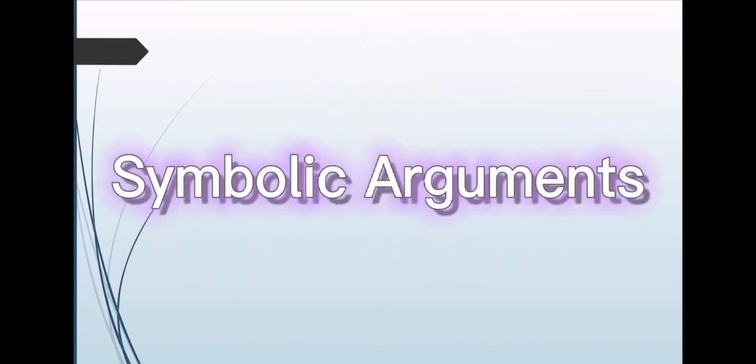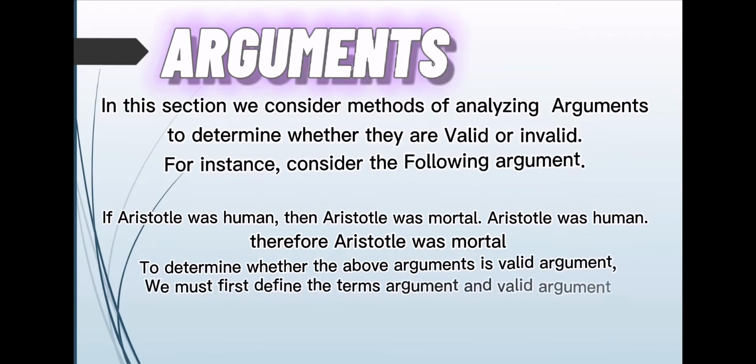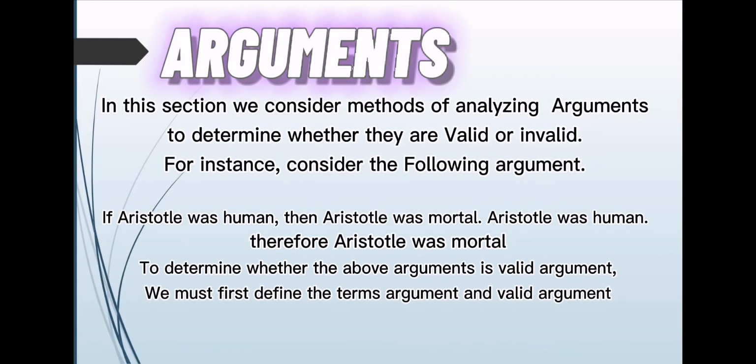So again, our topic is all about symbolic arguments. In this section, we considered methods of analyzing arguments to determine whether they are valid or invalid. For instance, consider the following argument. If Aristotle was human, then Aristotle was mortal. Aristotle was human, therefore Aristotle was mortal.